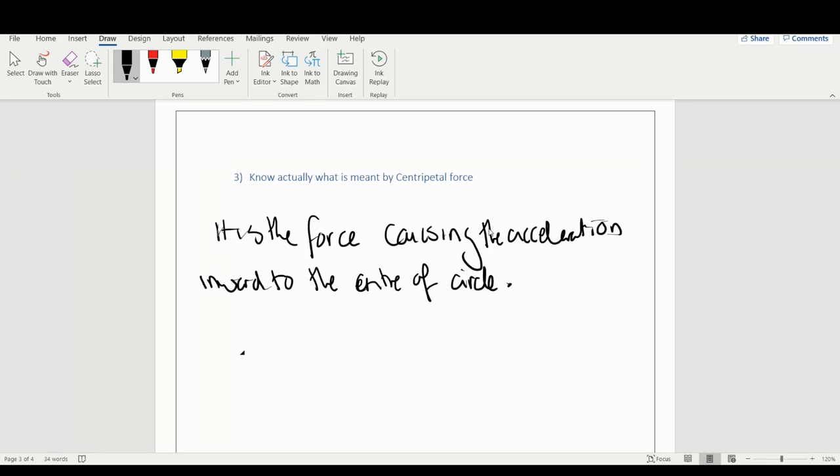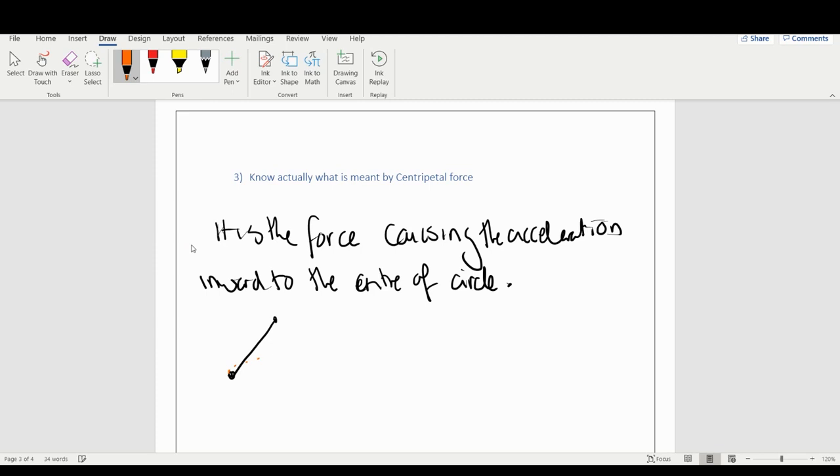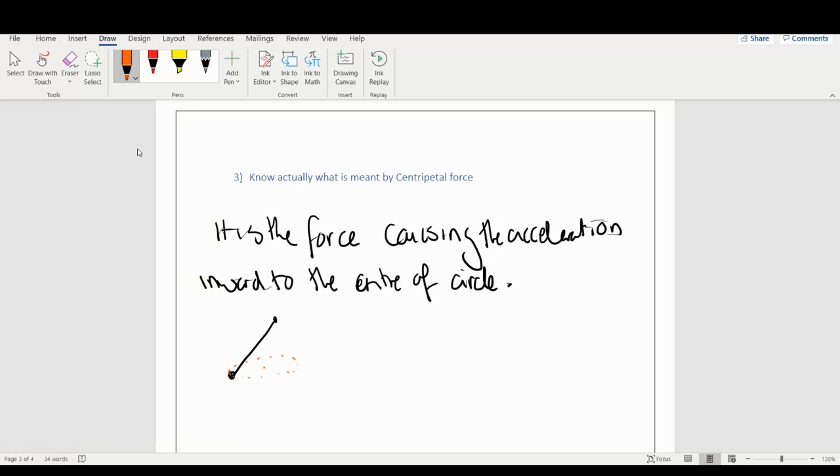So for example, let's say I had a pendulum like this, and it was going around in a circle like this. Okay, the circle is here. So if I just put that here, the centripetal force, the resultant force, is this one here. So F is the centripetal force.